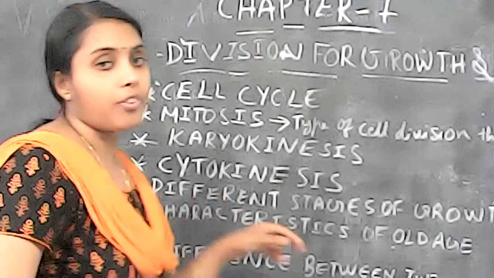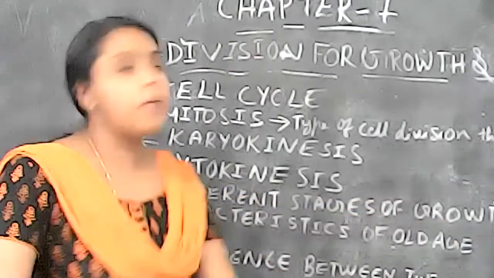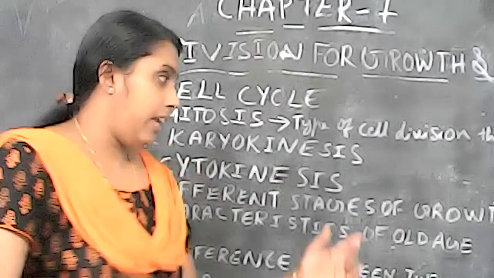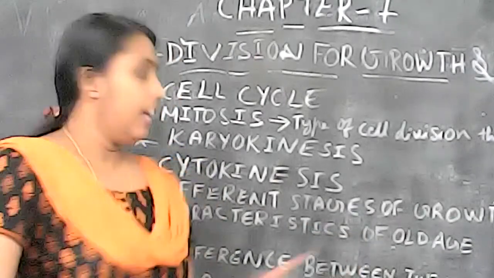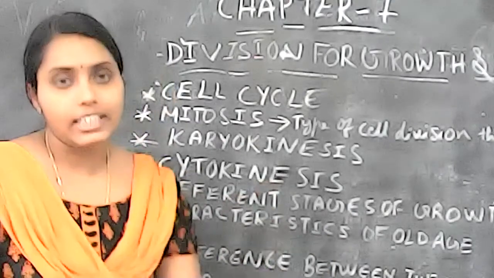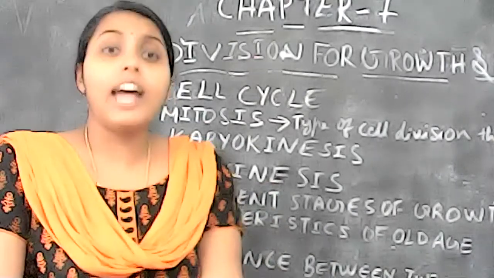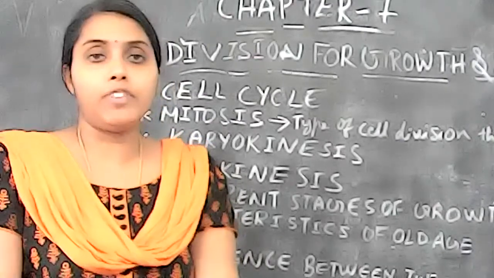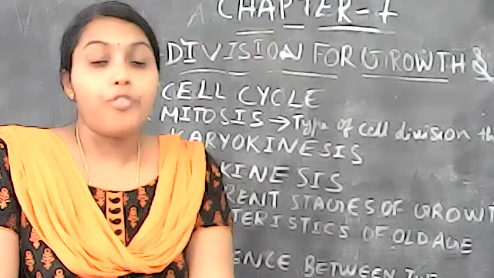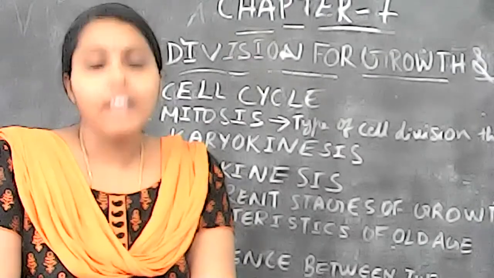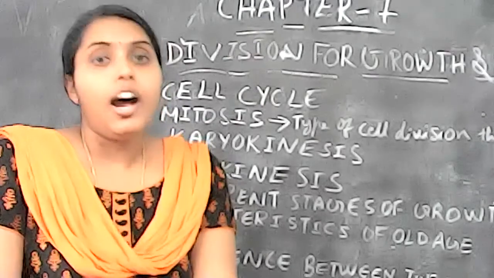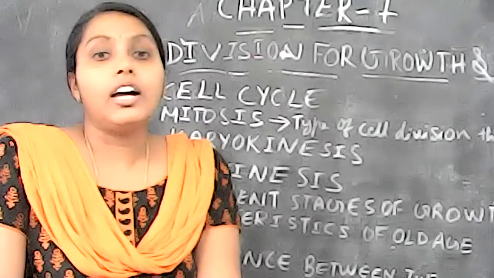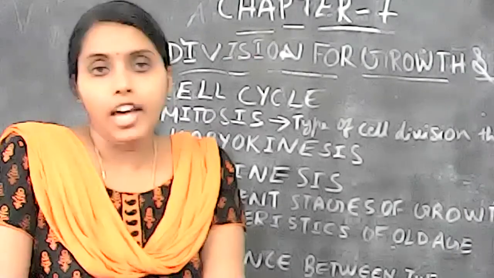The different stages of growth are zygote, embryo. First the zygote will be formed, then embryo, then fetus, then infancy, then childhood, adolescence, then adulthood, and last is the old age. These are the different stages of life. Once more I will repeat it for you. Zygote, embryo, fetus, infancy, and then childhood, adolescence, adulthood, and old age. The old age is the last stage of our life.